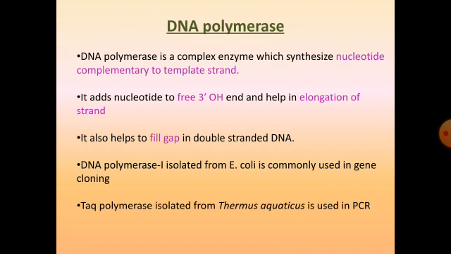The next enzyme is DNA polymerase. DNA polymerase is a complex enzyme which synthesizes nucleotides complementary to the template strand. It adds nucleotides to the free 3' end and can help in elongation of the strand. It also helps to fill gaps in double-stranded DNA. DNA polymerase 1, isolated from E. coli, is commonly used in gene cloning. Taq polymerase, isolated from Thermus aquaticus, is used in PCR.